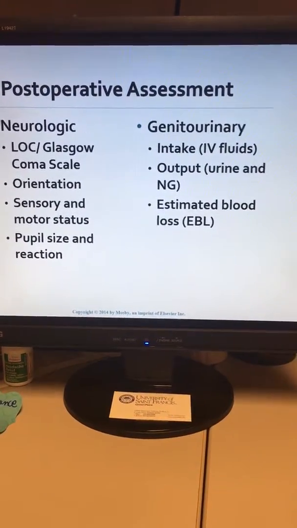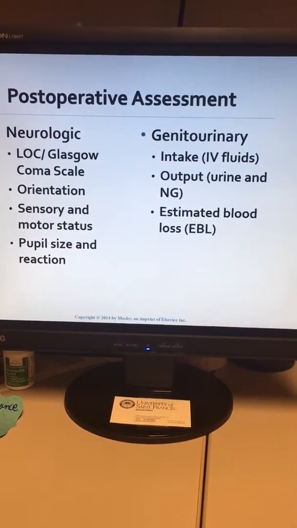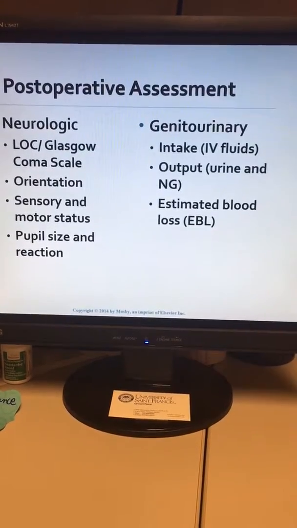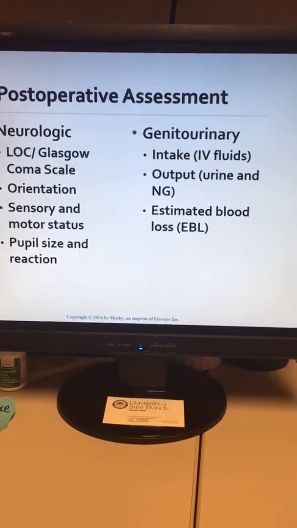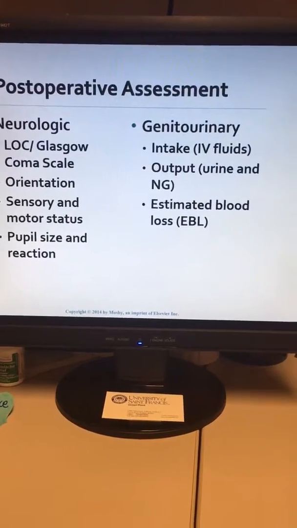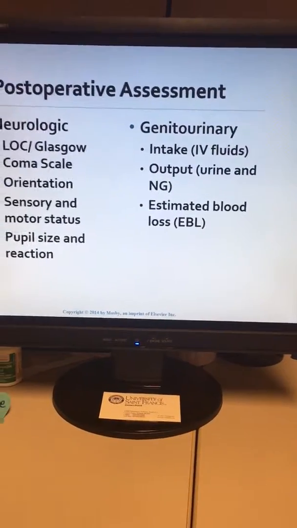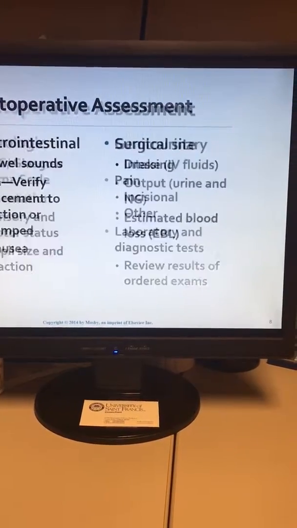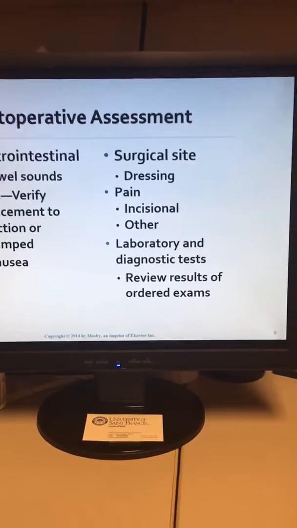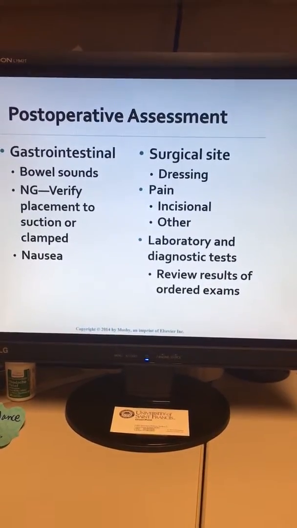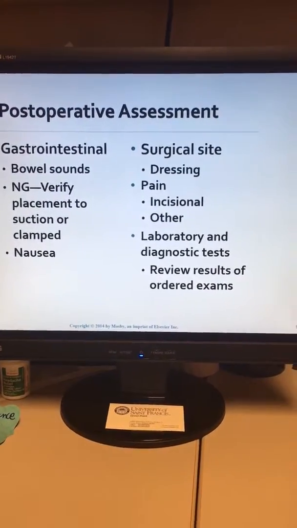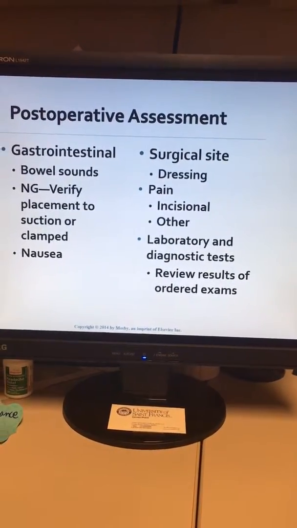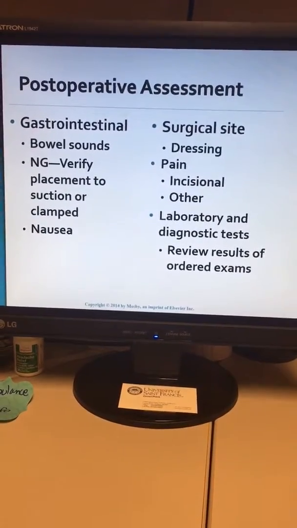And GU. Remember, anesthesia affects the ability to pee. So if they had a catheter, how long after they had that catheter removed do they have to pee? 8 hours. Hearing is the first sense to return, so we want to explain to them everything that we're doing to them, okay? And then GI, assess their bowel sounds. Remember, if they had a GI surgery, anesthesia, and everything has stopped, so they're probably not going to have bowel sounds in the PACU. And if they have an NG, we need to verify placement.